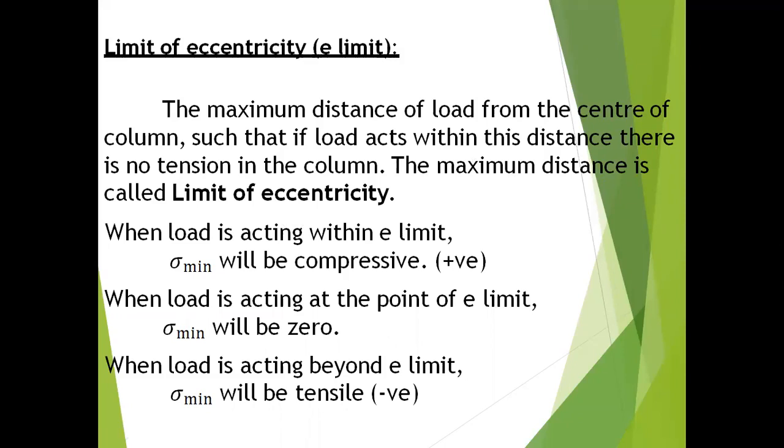Within the limit, okay. Beyond that limit, tension will develop. When tension develops, reversal of stresses takes place. So when the load is acting within the limit, there will be only positive sign. What did I say positive means? Compression. When the load is acting at the point of the limit, that is, if it acts directly at the center of gravity, then the eccentricity e minimum will be 0. When the load is acting beyond the limit of eccentricity, then what happens? Negative sign will develop. Negative sign indicates that your member is under tension zone.